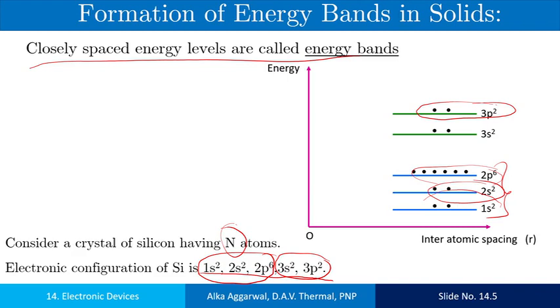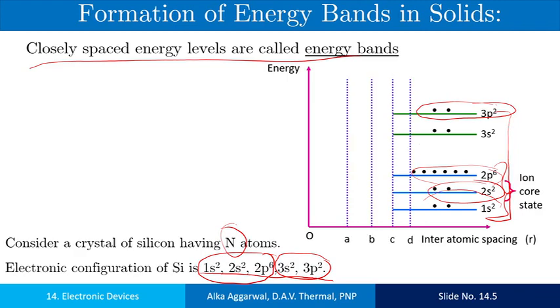When atoms are far apart, they do not interact with one another. And as a result, all are having the same type of energy levels and configuration. Now, the distance between them is gradually decreased till it becomes equal to the actual interatomic distance. This one is the interatomic distance. Here they are not interacting with one another and the distance is gradually decreased.